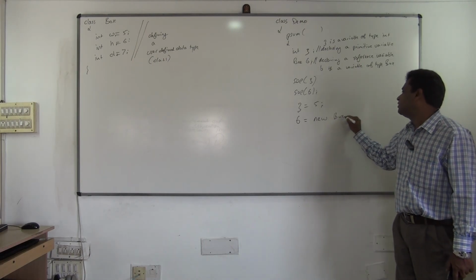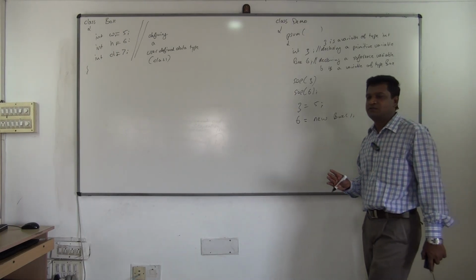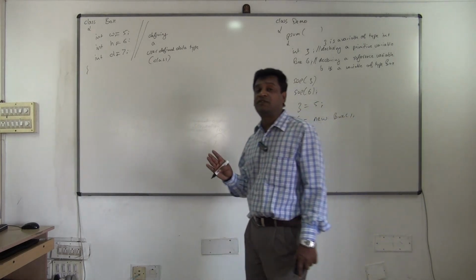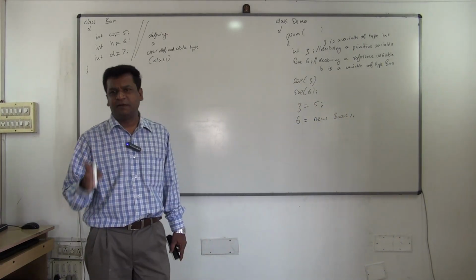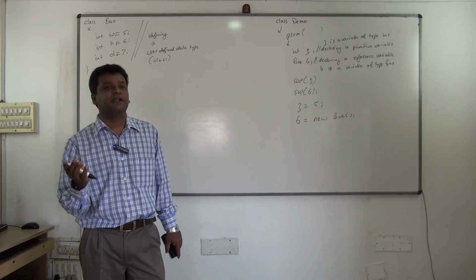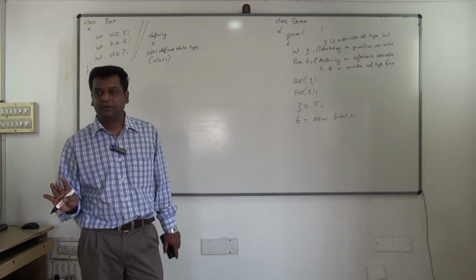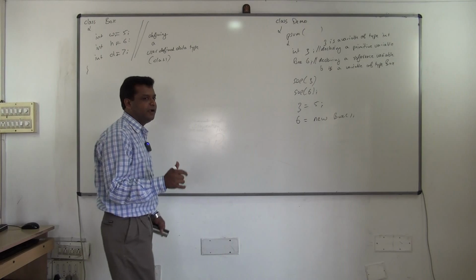B = new Box. In one language you use one style to allocate memory. In C++ you say new. In Java, sorry, in C you say malloc. Malloc, new. Concept is same, mechanism is same, but the methodology is different. Only Java has made it user friendly. So what happens now? When you run this program, you have compiled, okay.